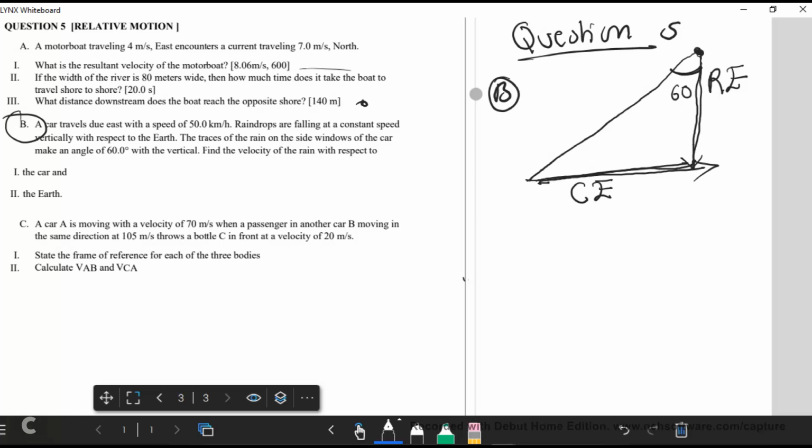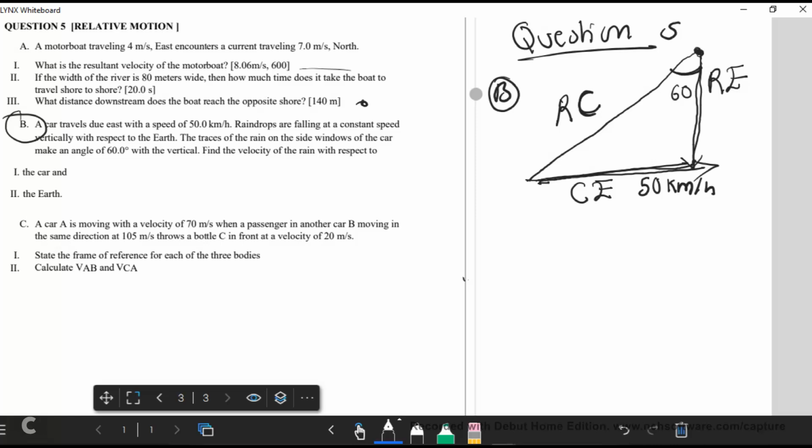How about the other one? The rain was dropping on the car, so it is rain with respect to the car. So this is rain with respect to the earth, car with respect to the earth, then rain with respect to the car, because it was dropping at the car window, so it was going like that, right? So what are you supposed to do in this situation? Remember the car was moving at a speed of 50 kilometers per hour.